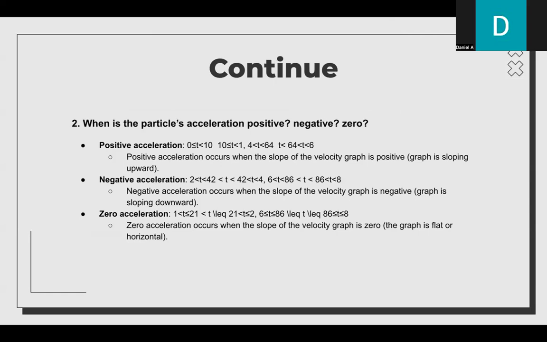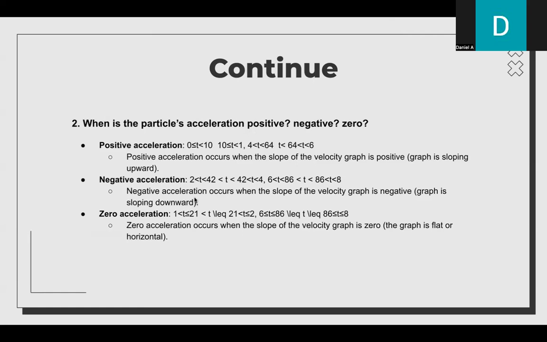Positive: 0 ≤ t < 1, and 4 < t < 6. Positive acceleration occurs when the slope of the velocity is positive, which essentially means the graph is sloping upward. Negative acceleration: 2 < t < 4, and 6 < t < 8. Negative acceleration occurs when the slope of the velocity is negative. The graph is slowing down.